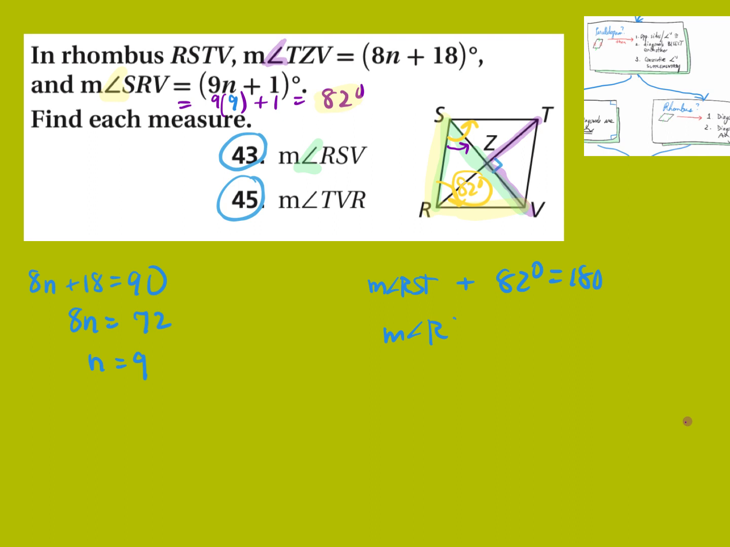So the measure of angle RST, which is this yellow rotation, is 180 minus 82, which is 98 degrees. How does that find the one that they asked for, which is the measure of angle RSV, this green one, this purple arrow? It's exactly half of the yellow one. So half of 98 is 49 degrees.